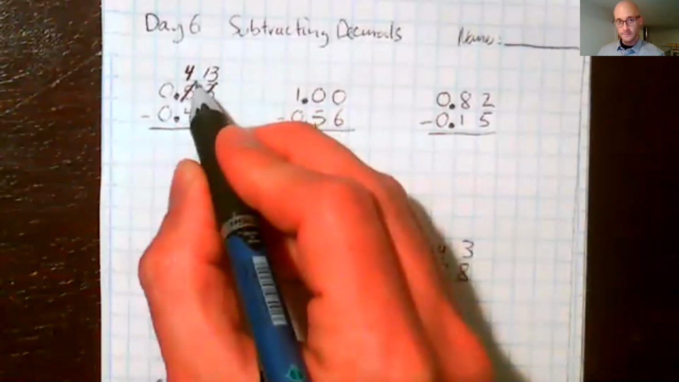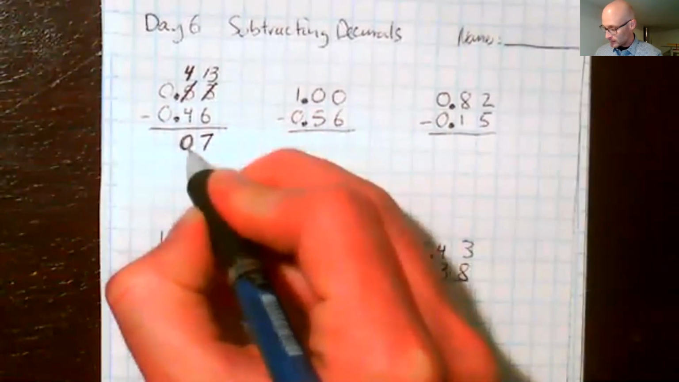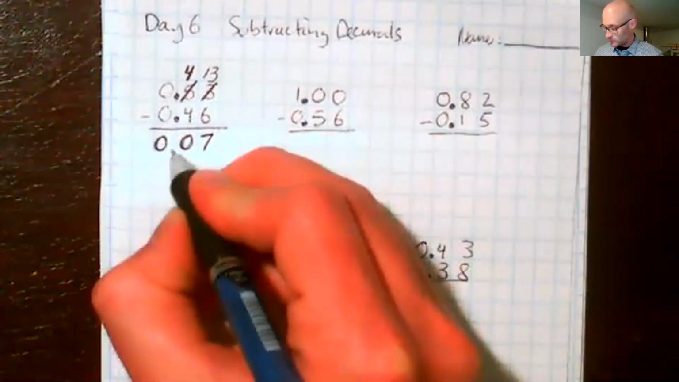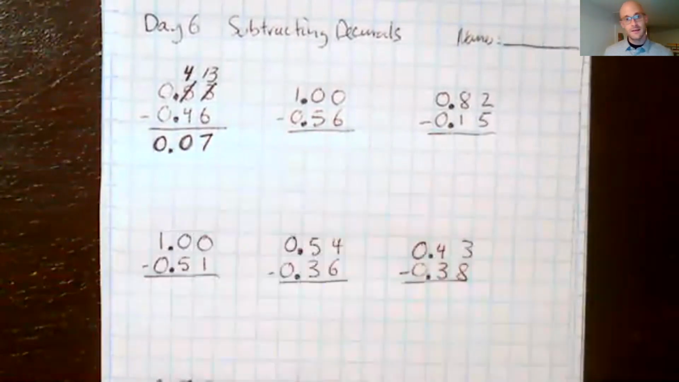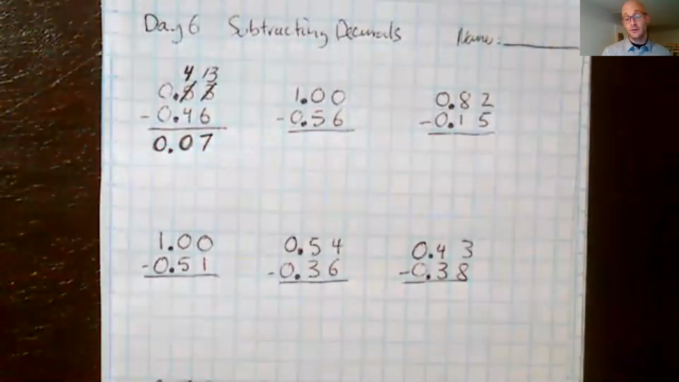And 40, take away 40, 0. And no dollars, take away no dollars is still no dollars. So 53 cents, take away 46 cents is 7 cents. That's how I subtract with decimals. Very similar to how I do it without decimals when I'm stacking up numbers on top of each other and regrouping when I need to.